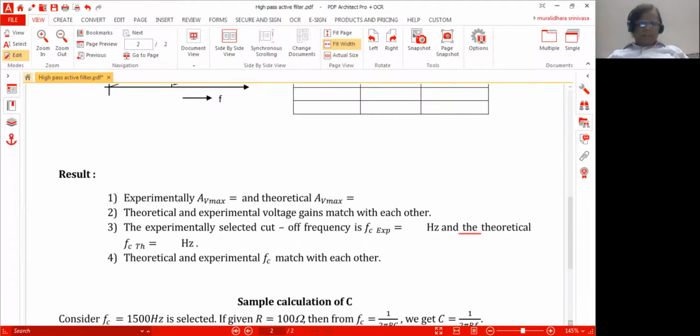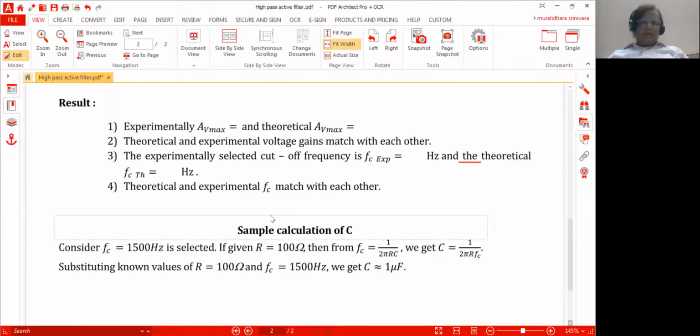This is how you tabulate the results. Experimental gain AV max, and theoretical gain AV max given by 1 plus RF by R1. Experimentally determined cutoff frequency and theoretically calculated cutoff frequency; see if they match. I have got a sample calculation here.